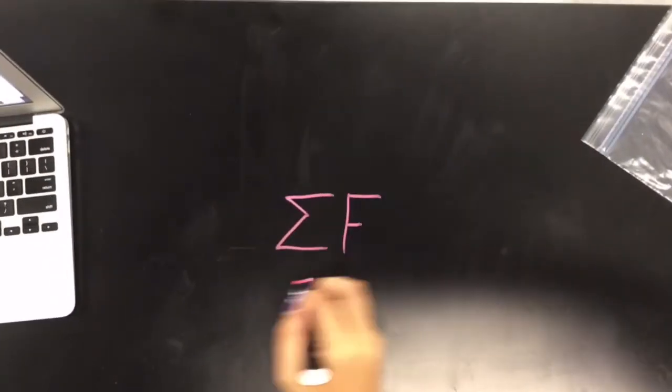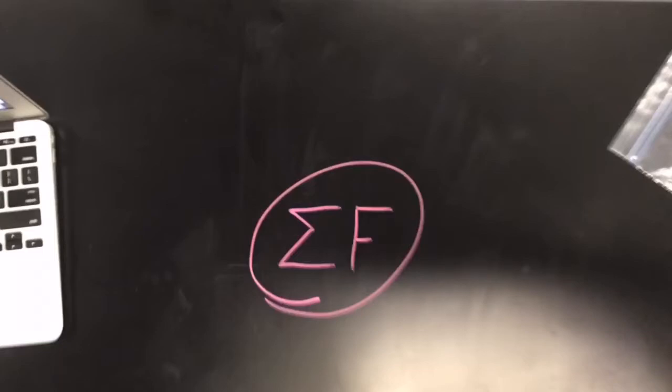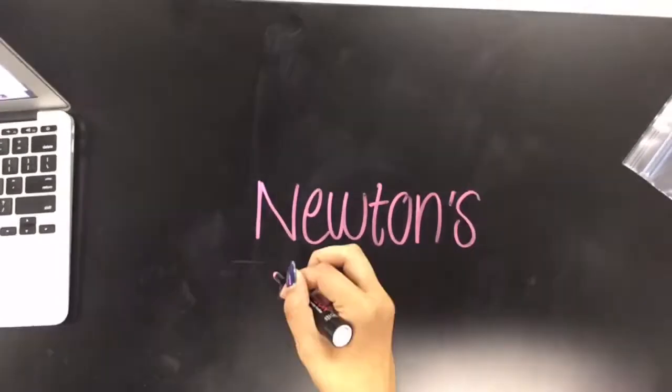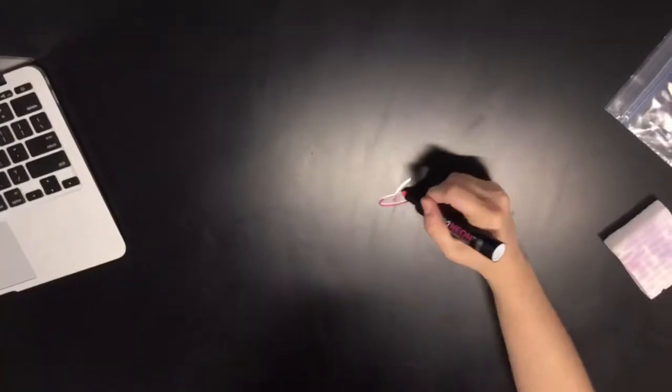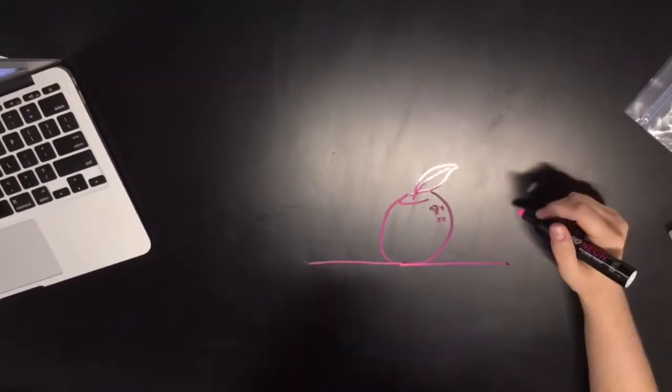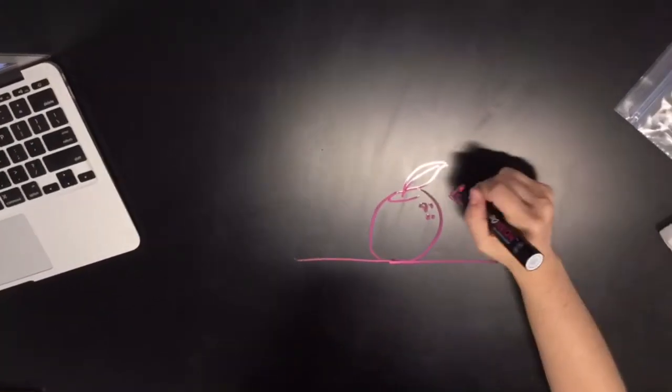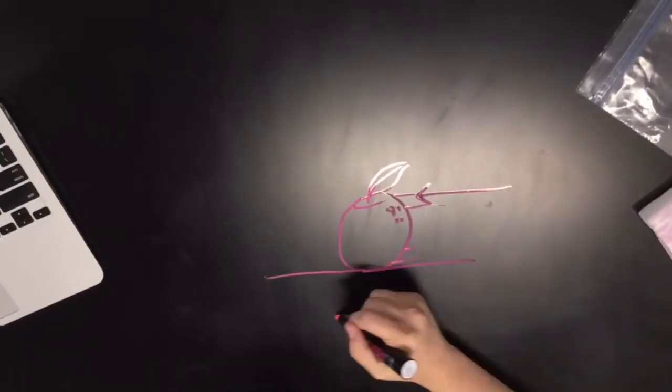The net force is the sum of all forces acting upon an object. It's written as sigma F, where the sigma represents the sum and the F stands for force. Along with net forces, we can also talk about Newton's first law. An object at rest tends to stay at rest, and an object in motion tends to stay in motion with the same speed. For example, if we have this scenario, we can find the net force.